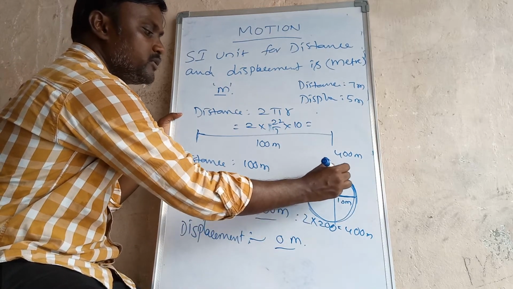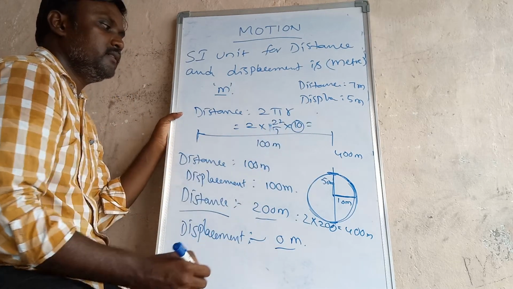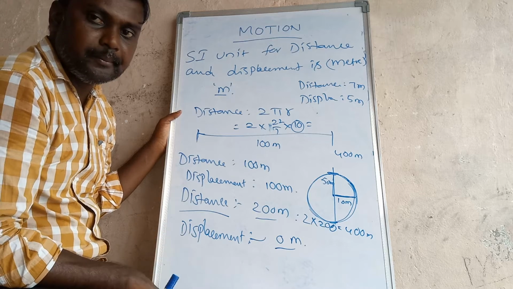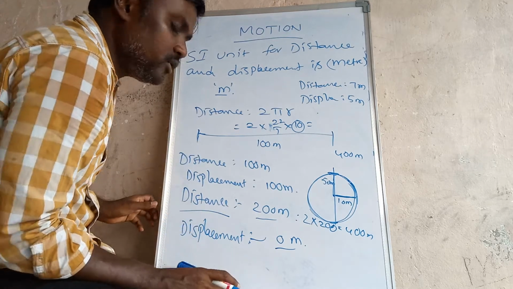If it is 50 meters, take the radius as 25 meters, the half of the diameter. Like that we have to work on this one. And this is about distance and displacement.